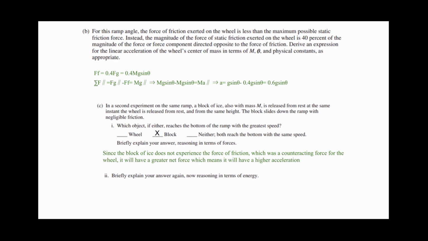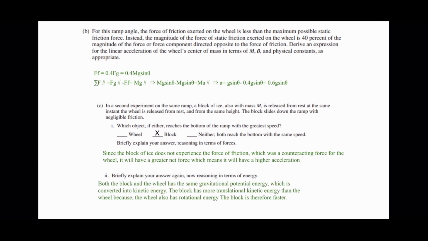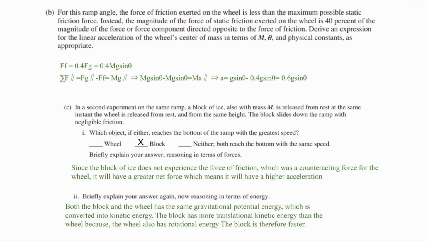And I'm going to write it out here to give my explanation. And it says both the block and the wheel have the same gravitational potential energy, which is converted into kinetic energy. The block has more translational kinetic energy than the wheel because the wheel also has rotational energy. The block is therefore faster.